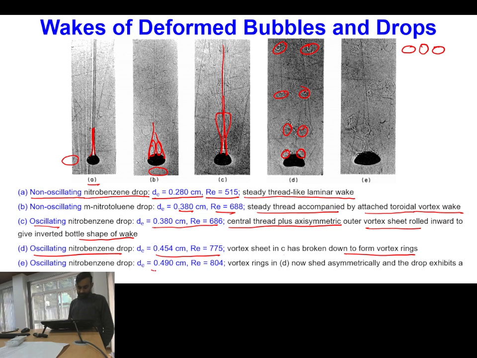Okay, and with further increase of Reynolds number, again you have an oscillating shape, but now whenever this vortex shedding is happening, in case of D these vortex shedding structures were symmetric, now you have an alternate asymmetric structure. So one is shedding towards one side, then towards the other side. So we will have an alternate asymmetric structure.